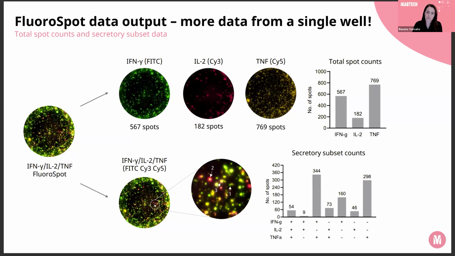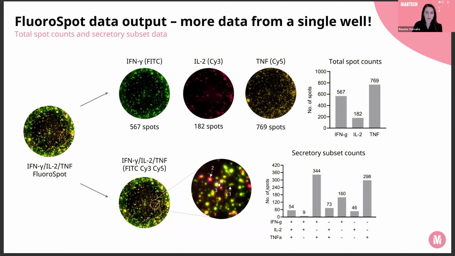So you can get numbers of cells out of the well that are secreting 3, 2, or 1 cytokine at a time. So you can really get information from each well, each donor, each stimuli, on what kind of response the T cells are eliciting. In this case, we have 54 spots that are triple positive, 344 that are interferon gamma and TNF positive, and 298 that are TNF positive only and don't secrete interferon gamma or IL-2. So it's a lot more information, of course, but that also makes it really exciting.